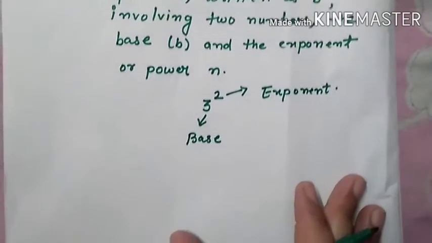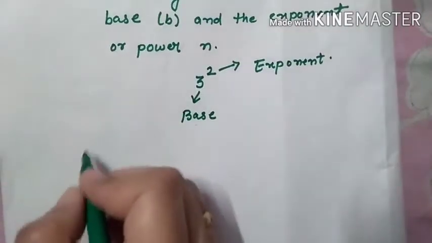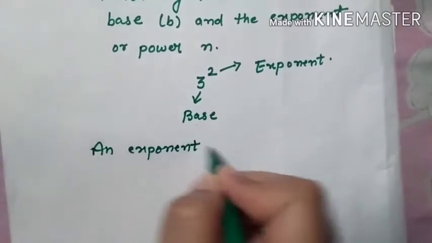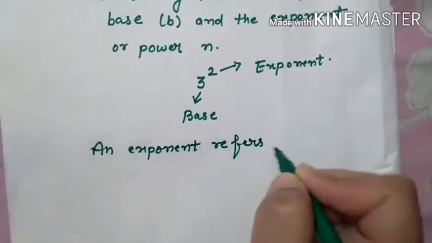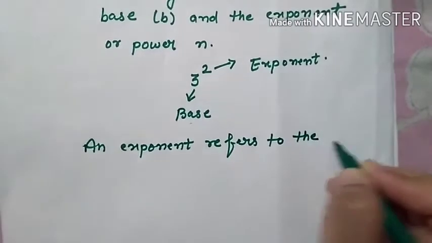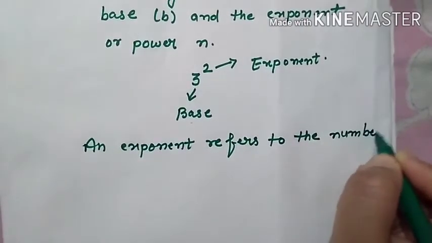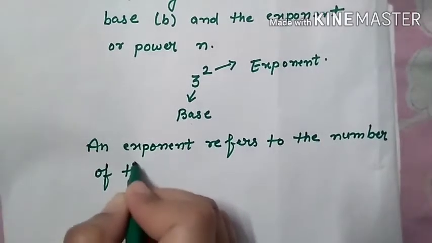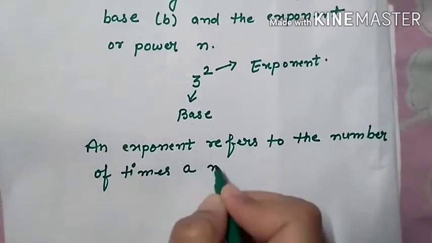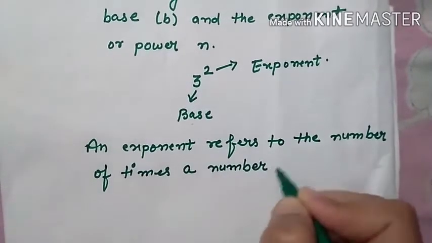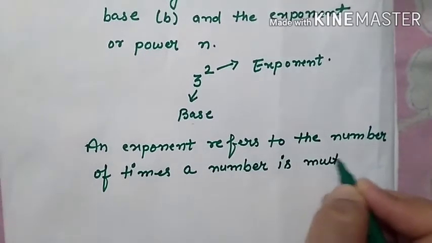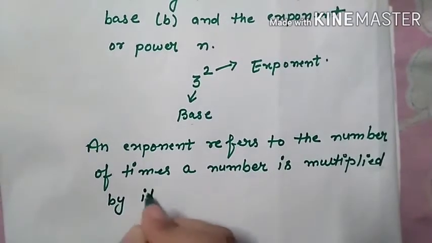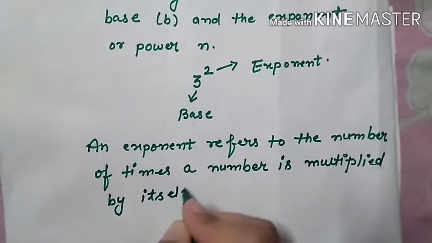In other words, we can say that an exponent refers to the number. Is that clear to you all? An exponent refers to the number of times a number is multiplied by itself. A number is multiplied by itself.